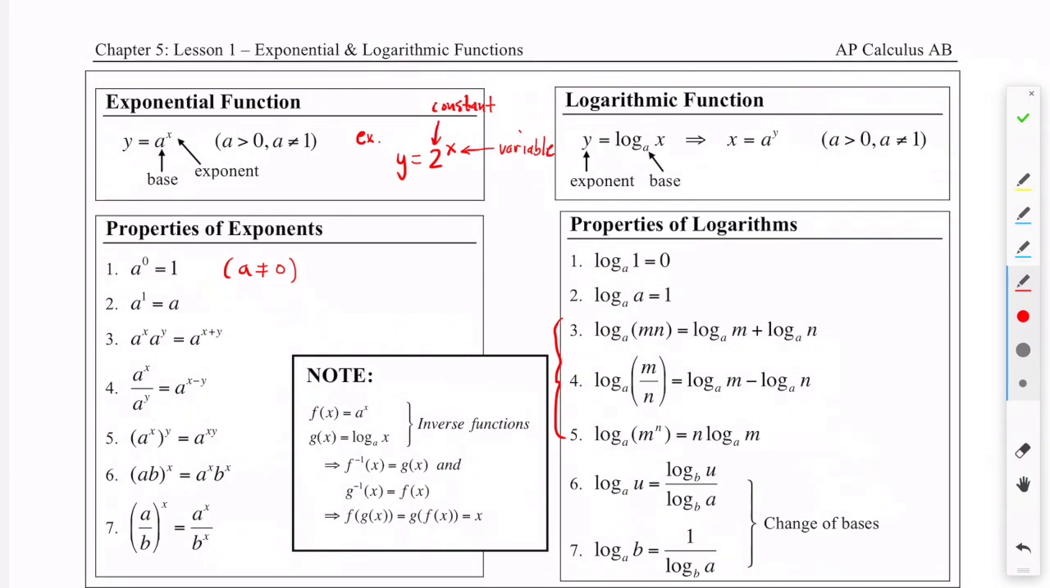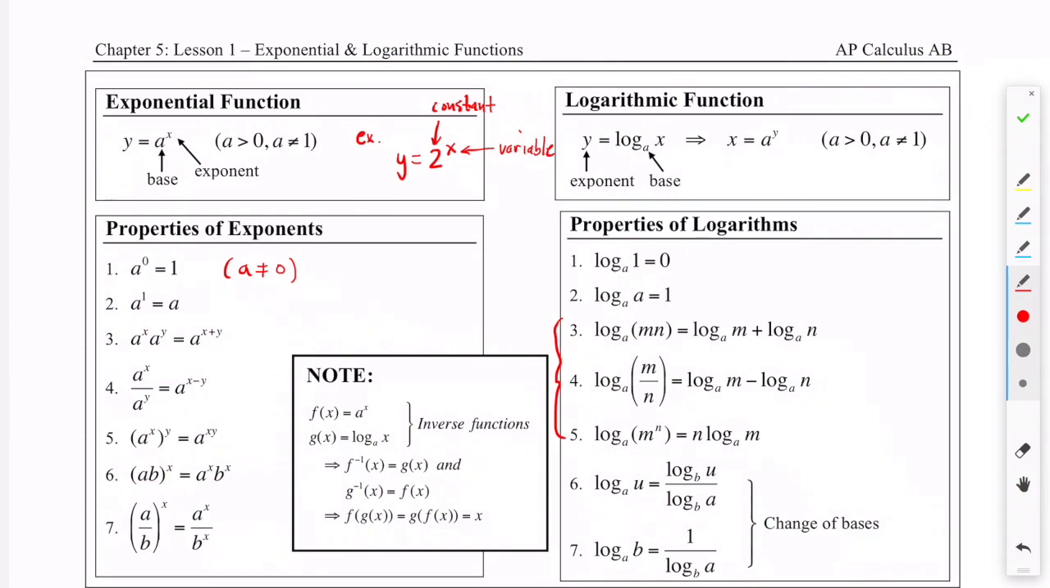This last one, number 5, is my favorite property of logarithms. If we have a power inside of a logarithm, we can take that exponent, that n, and bring it out front as a coefficient. It's a really useful property. We'll see that getting used a little bit later in the lesson. I'll just mention these briefly.